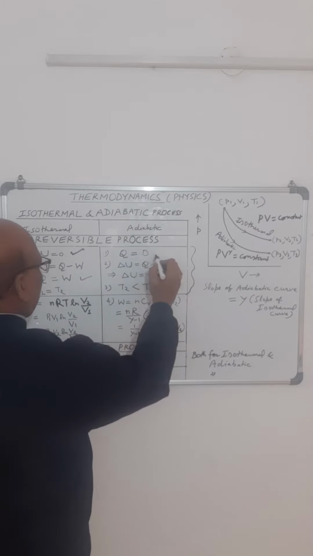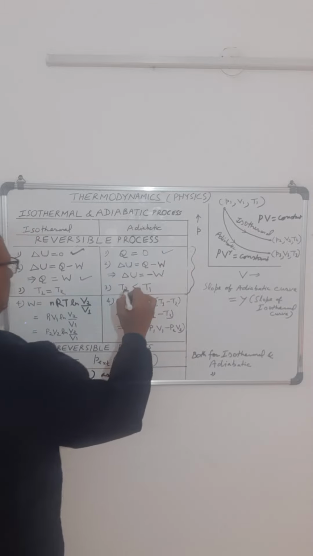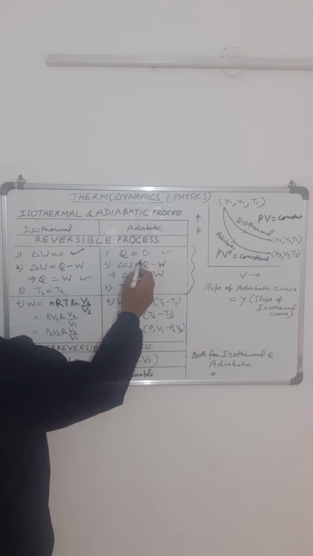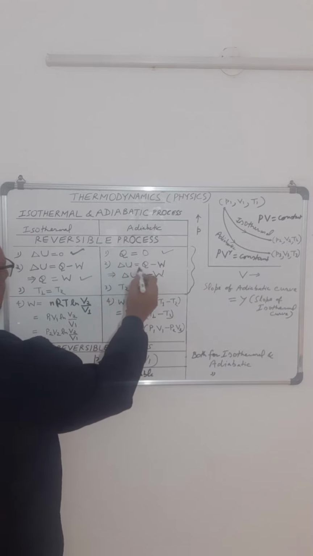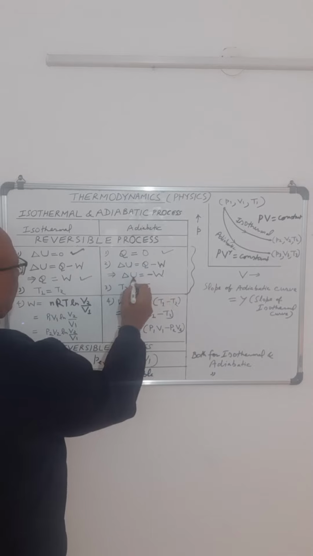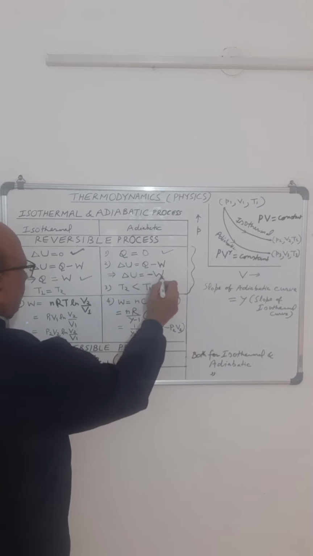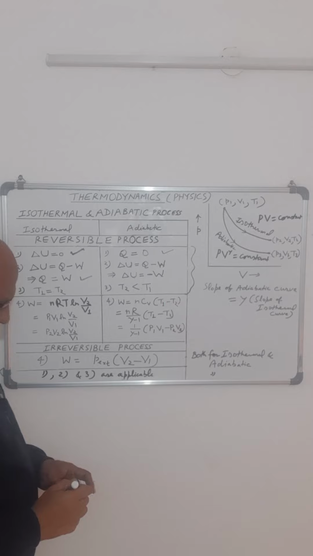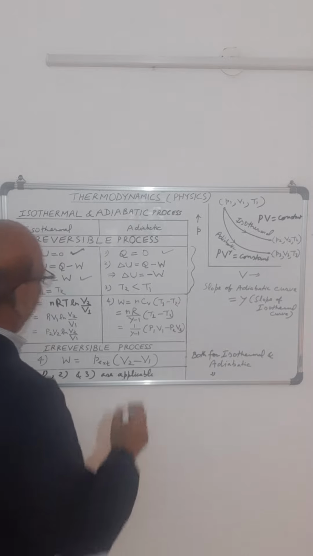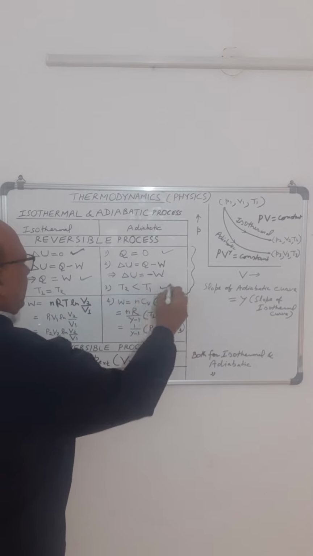And for adiabatic, there is no heat exchange between system and surroundings. So Q equal to 0. So this first law of thermodynamics gives that delta U will be equal to minus W. That means internal energy of the system will come down, and hence T2 will be less than T1.